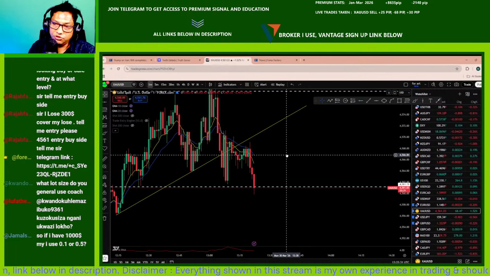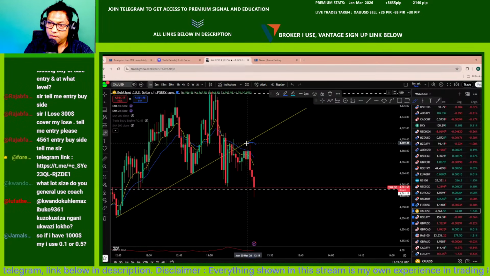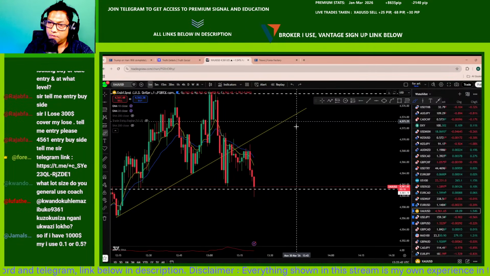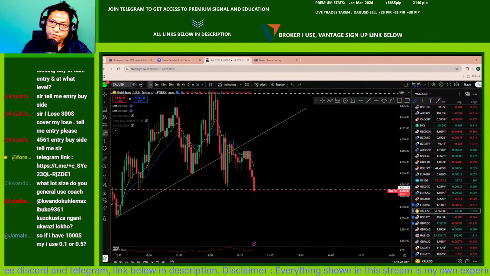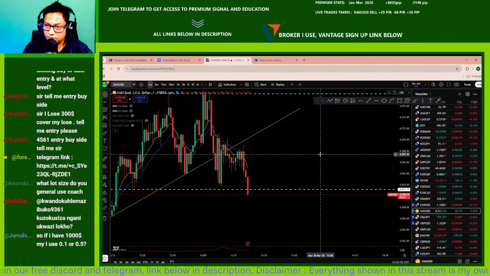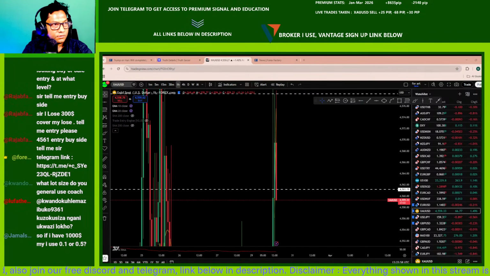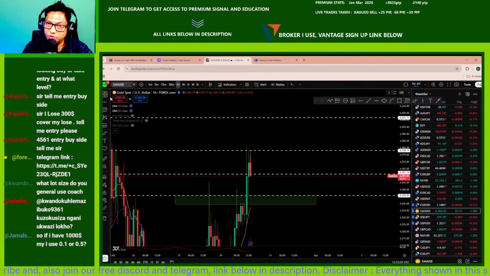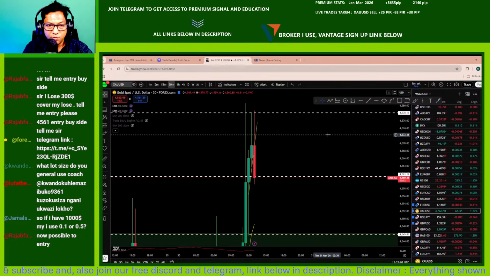It created this bearish move with multiple liquidity sweeps. You're going to see a change of trend. Now, the possibility to enter.